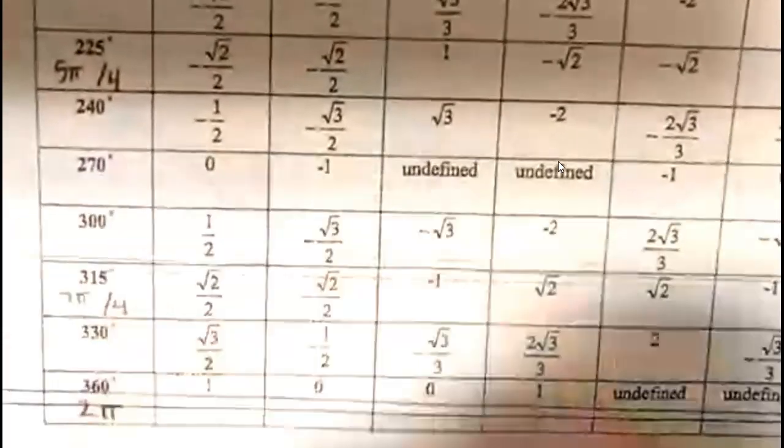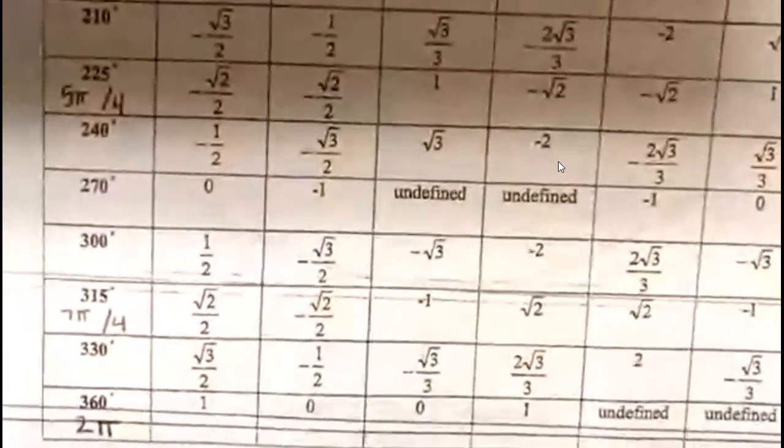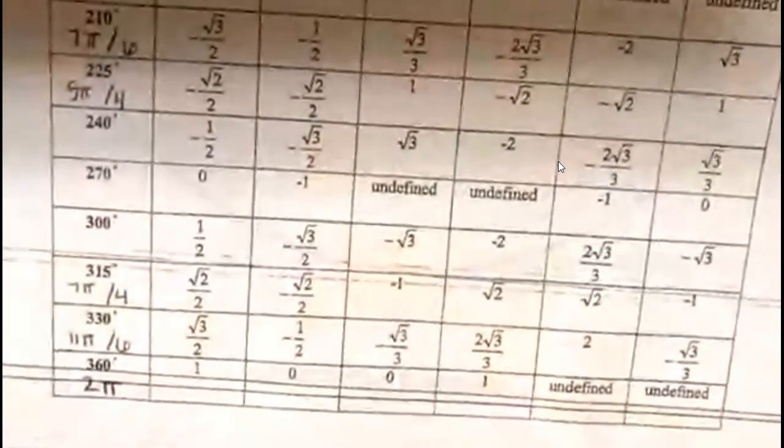360 is 2 pi. It's making your way all the way around. And then 210 and 330 are both going to represent my 30 degrees, so they're going to end in 6s. And 210 is 7 pi sixths, and 330 is 11 pi sixths.